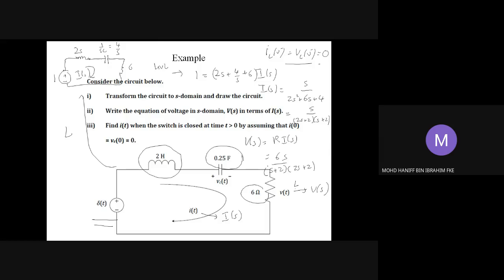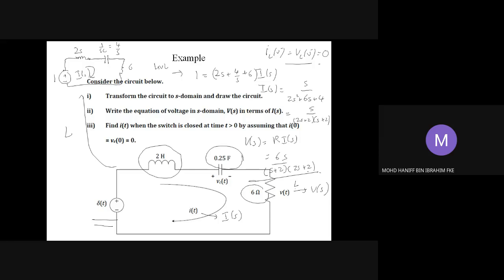Okay then? Hopefully it's okay. Also, we need to find number 3, which is to find i(t). Okay, I think this is done. Number 3 is to find i(t) when the switch is closed at time t.